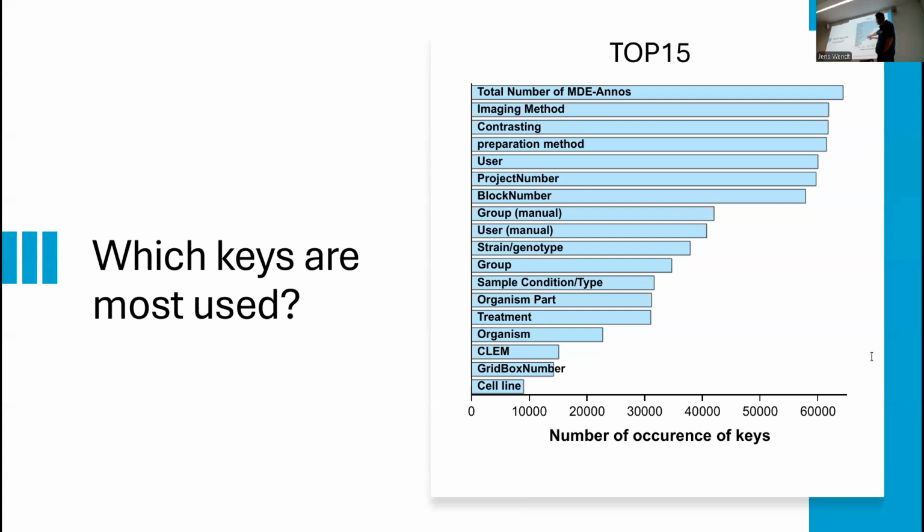And only later stuff like organism part or organism come, which is not so great, I would say. So I mean, of course, we have some samples which cannot be assigned to an organism, but I would say less than 10% probably.